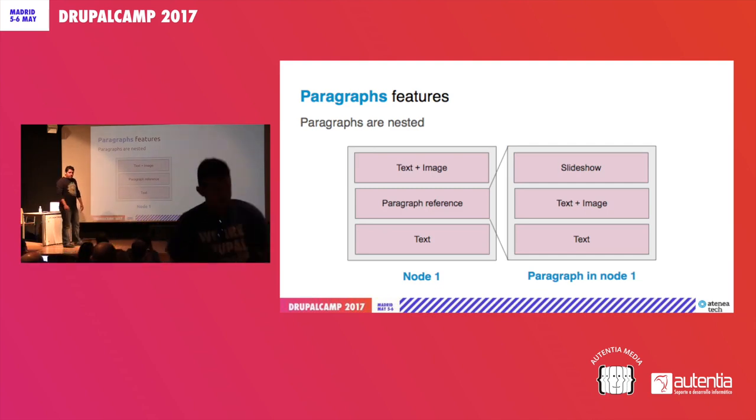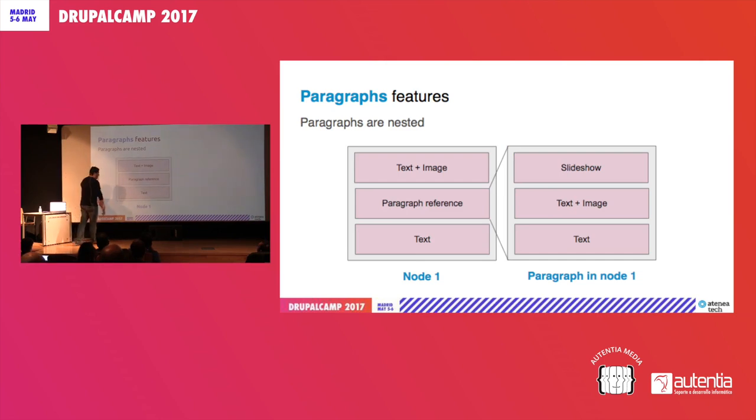And another really interesting thing is that paragraphs are nested. It means that we can have a paragraph inside a paragraph. So here we have a node with different kinds of paragraphs: text plus image, text, and a paragraph reference. Inside the paragraph reference, we can have another paragraph. Here we can add slideshow, text plus image, plus text. This is used because we have different kinds of paragraphs, and one of the paragraphs that we use a lot is the structure paragraph. It allows us to define a special structure inside the website. We'll see an example later.